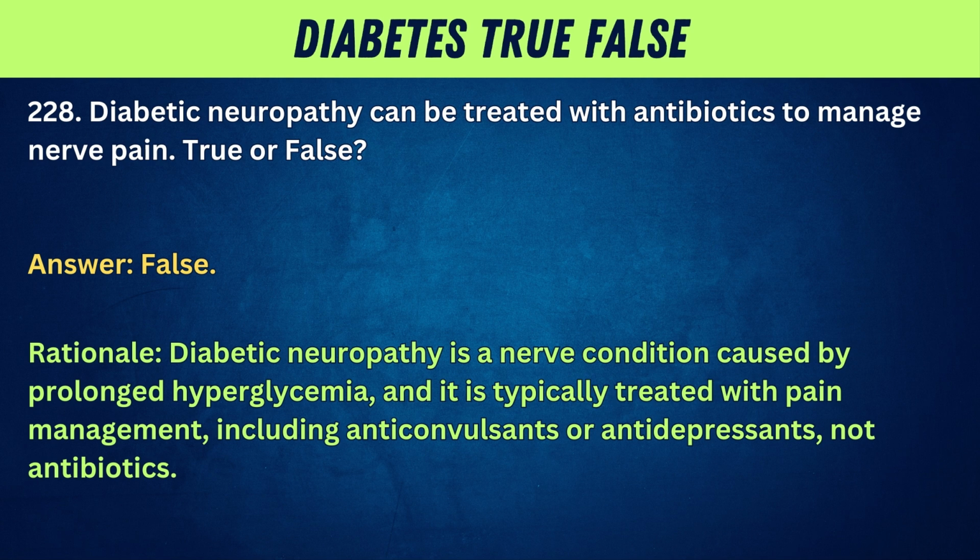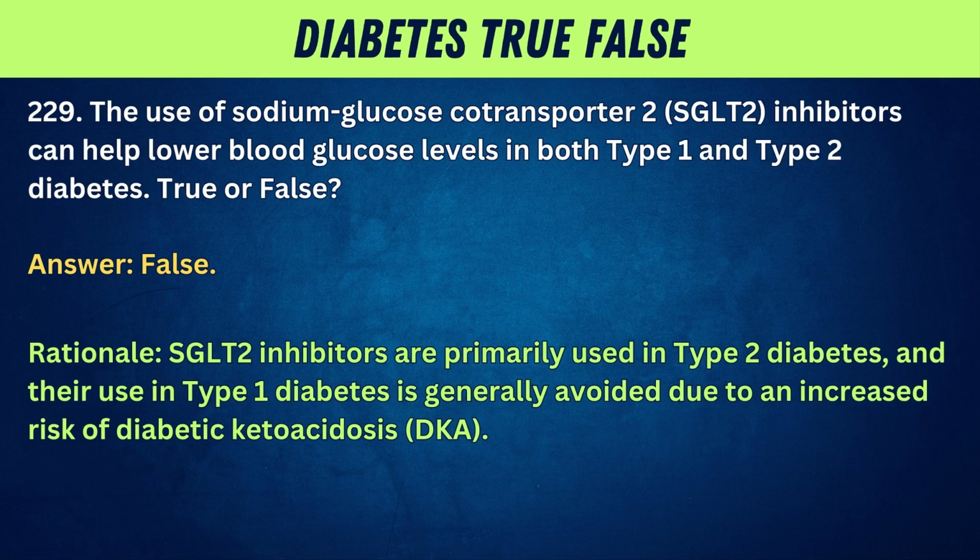228. Diabetic neuropathy can be treated with antibiotics to manage nerve pain. True or false? Answer: false. Rationale: diabetic neuropathy is a nerve condition caused by prolonged hyperglycemia, and it is typically treated with pain management, including anticonvulsants or antidepressants, not antibiotics.